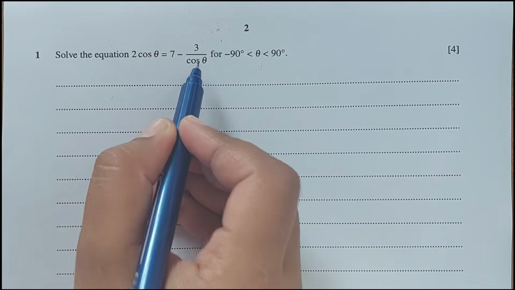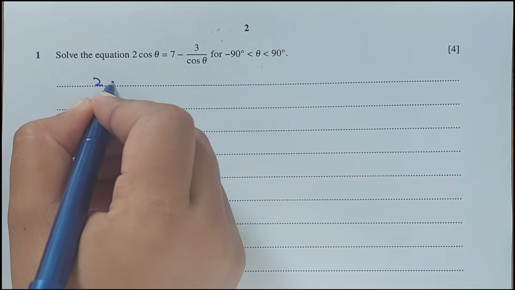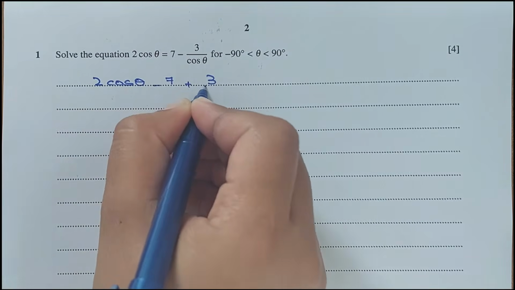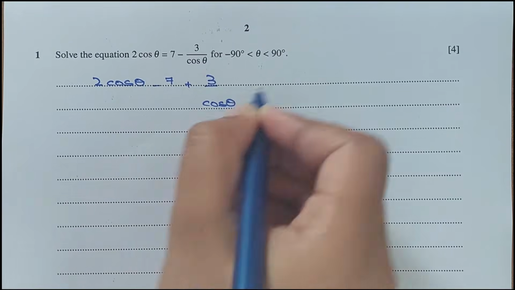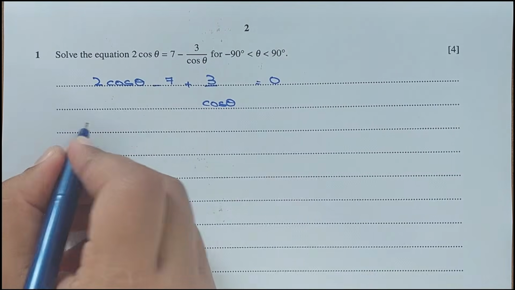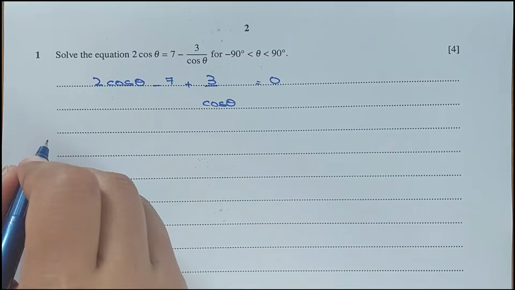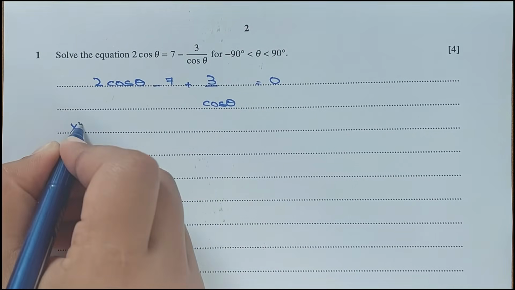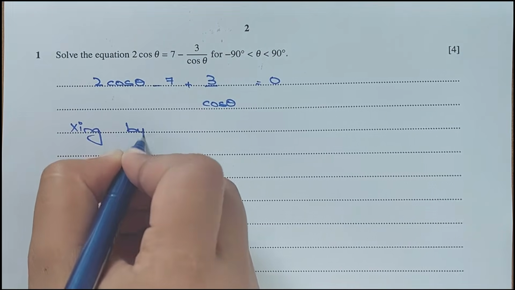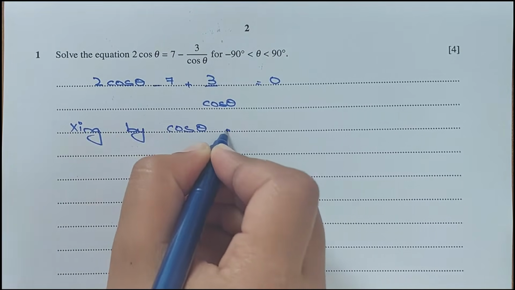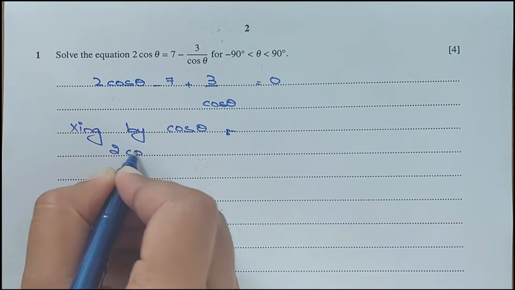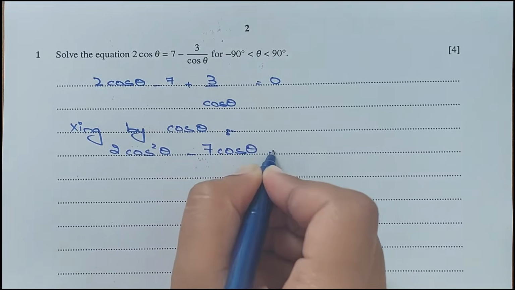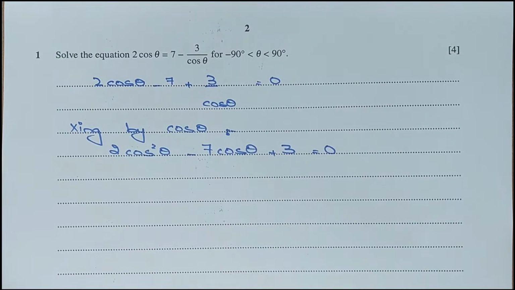So let me shift all the terms to the left side. 2 cos theta minus 7 plus 3 over cos theta equals 0. Then let's multiply through both sides of the equation by cos theta. Multiplying by cos theta, 2 cos² theta minus 7 cos theta plus 3 equals 0.